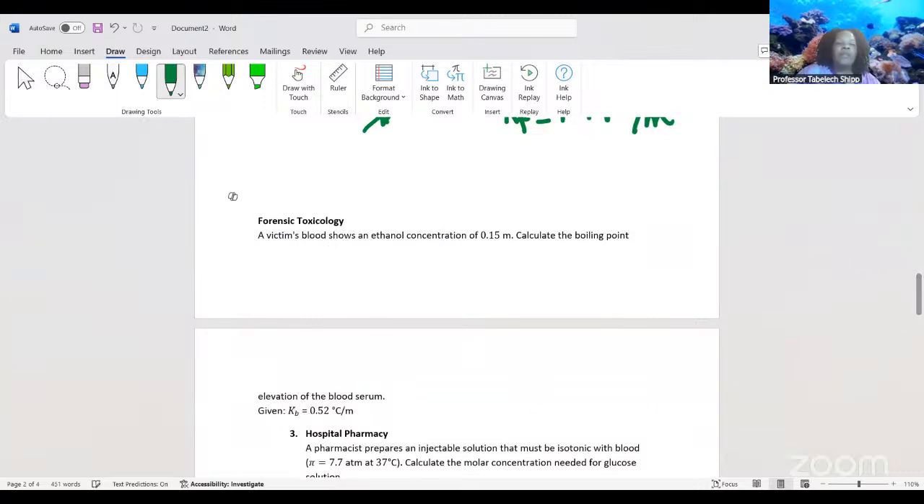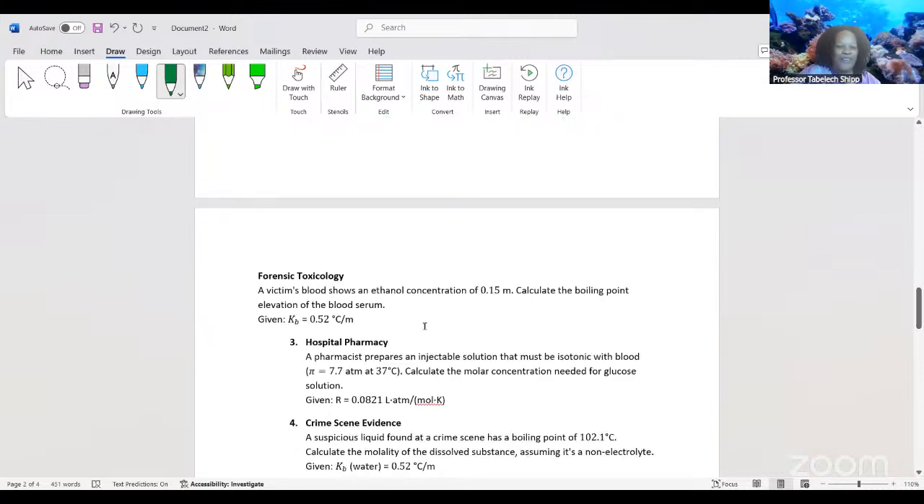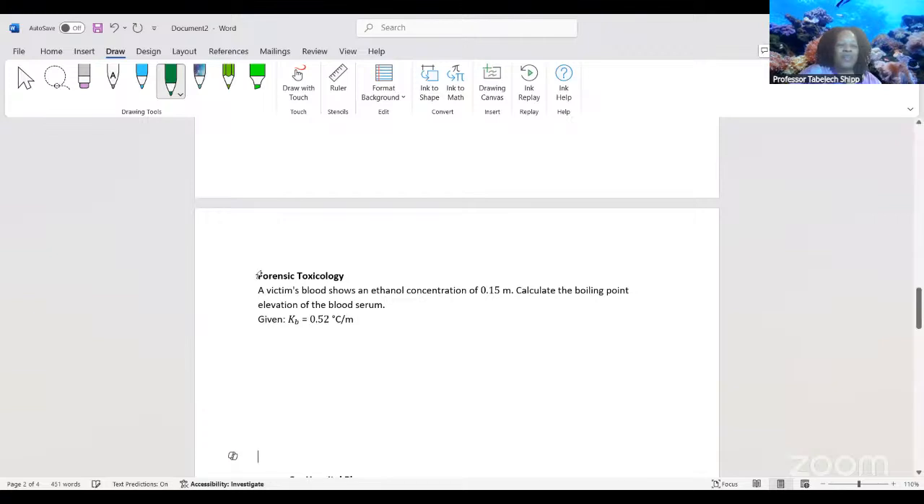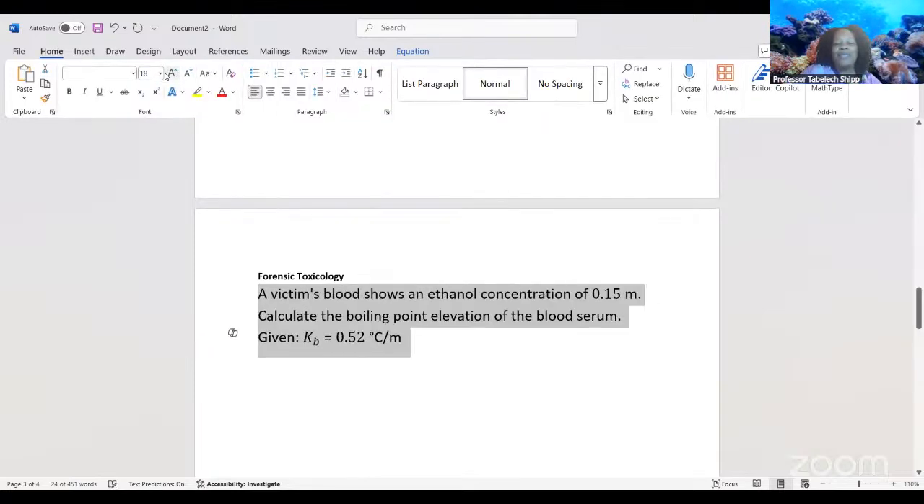Okay, let's do another example. This one won't be as rough, okay? So here is number 3. This is a forensic toxicology problem, okay? Something that some of you all may see in your field.